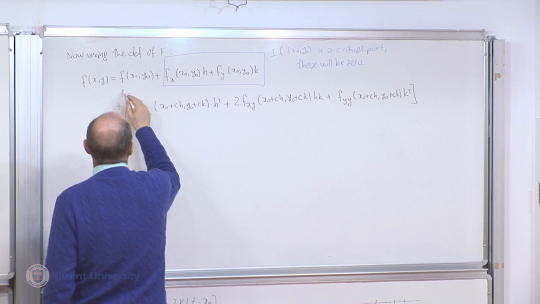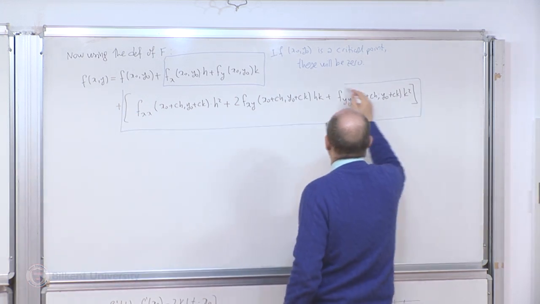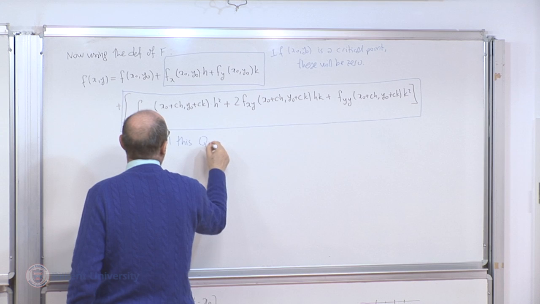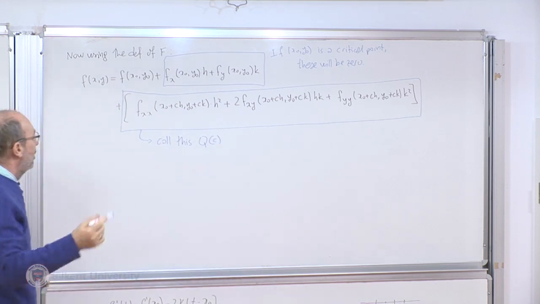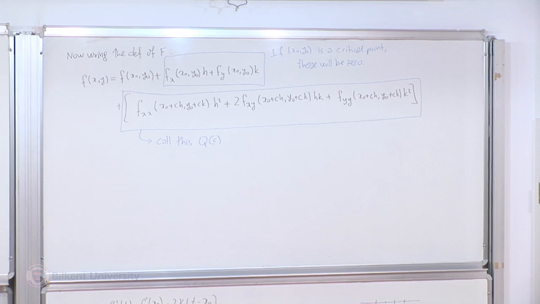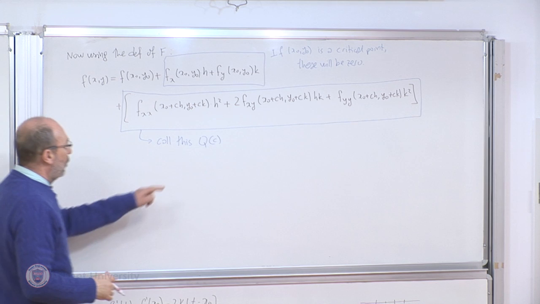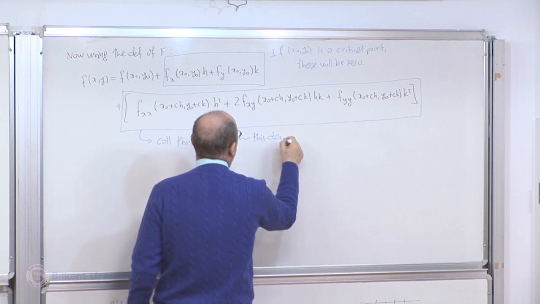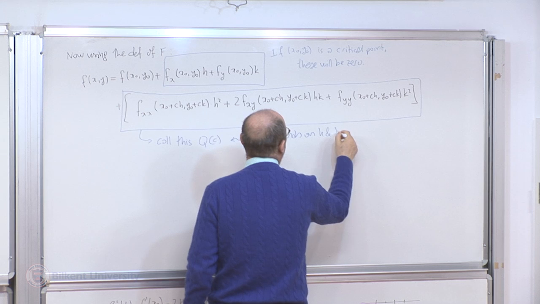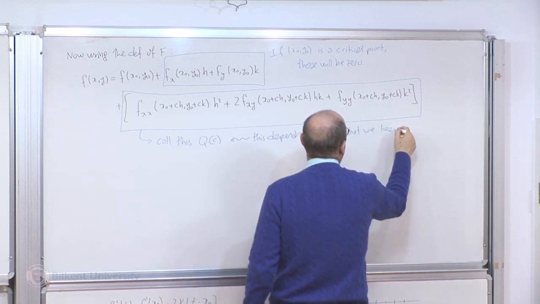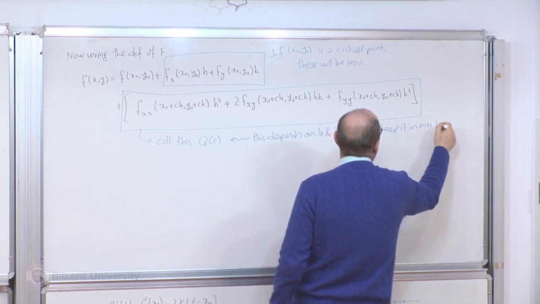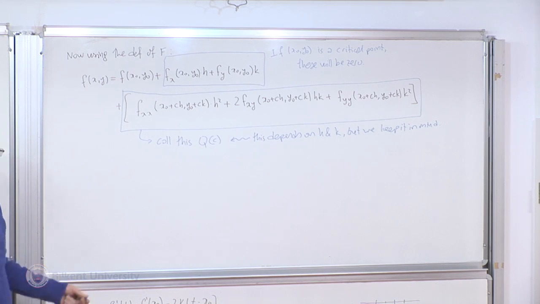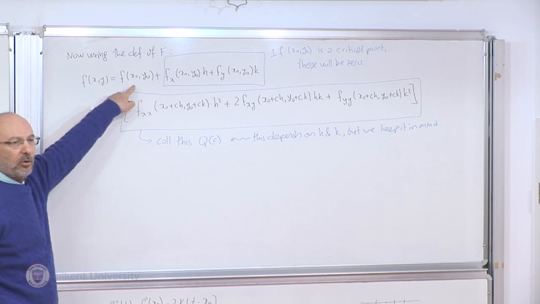Okay, so let's give a name to this. Call this Q evaluated at C, or remainder at C, but right now I call it Q. Of course, this depends on h and k, but we keep it in mind, because we want to be able to say something about Q_C for all possible h and k. If we can do that, then we can tell whether this point is a local minimum or maximum.